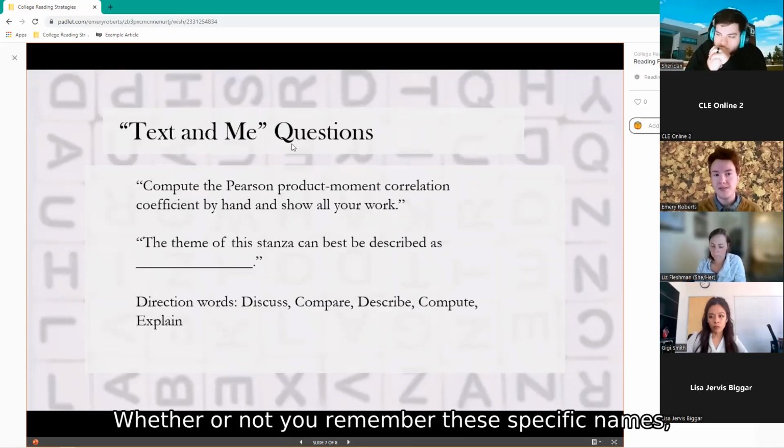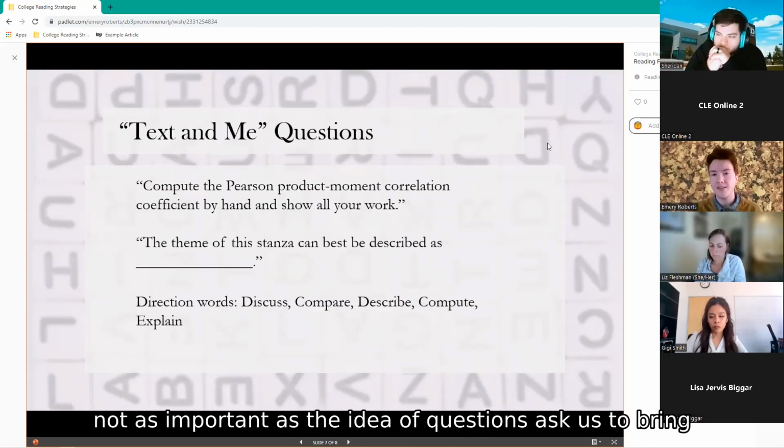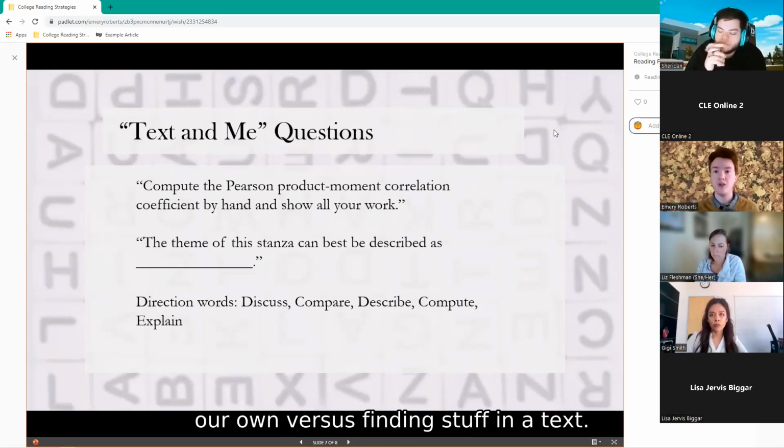All right, so those are kind of her 4 main categories of questions. Whether or not you remember these specific names, not as important as the idea of questions ask us to bring in different information on our own versus finding stuff in a text.